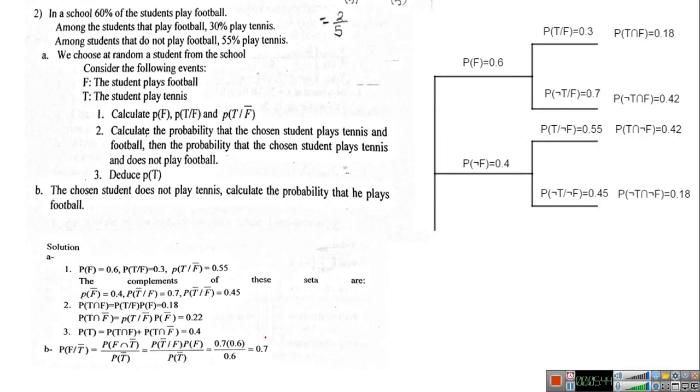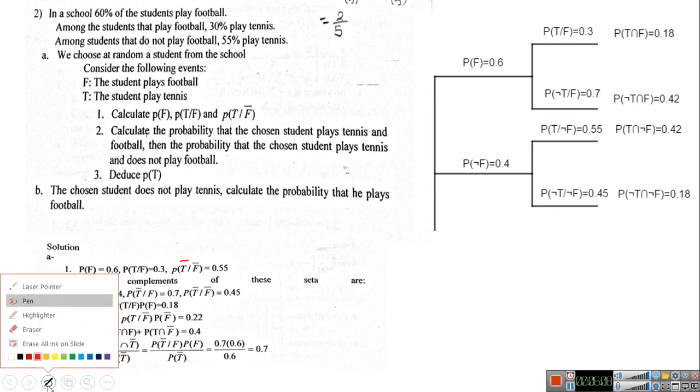Here another problem. In school, 60% of the students play football. Among the students who play football, 30% play tennis. I have football, tennis knowing football is 0.3. So the complement of it, what do you do for the complement? You do T bar.